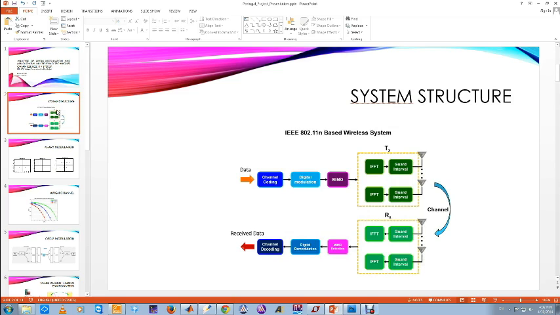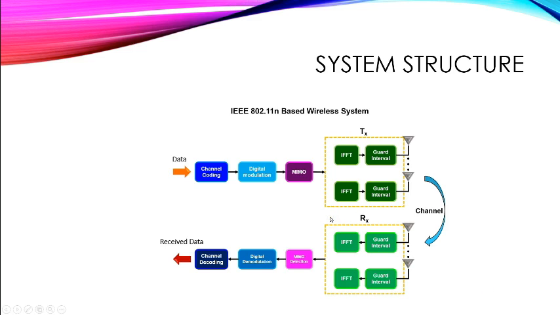This slide shows the system structure for the physical layer of the IEEE 802.11n standard. We can observe that the system is composed of different blocks. The first block is the channel coding. IEEE 802.11n uses channel coding with different rates. For the purpose of this simulation, we use just 1/2 as the channel rate.